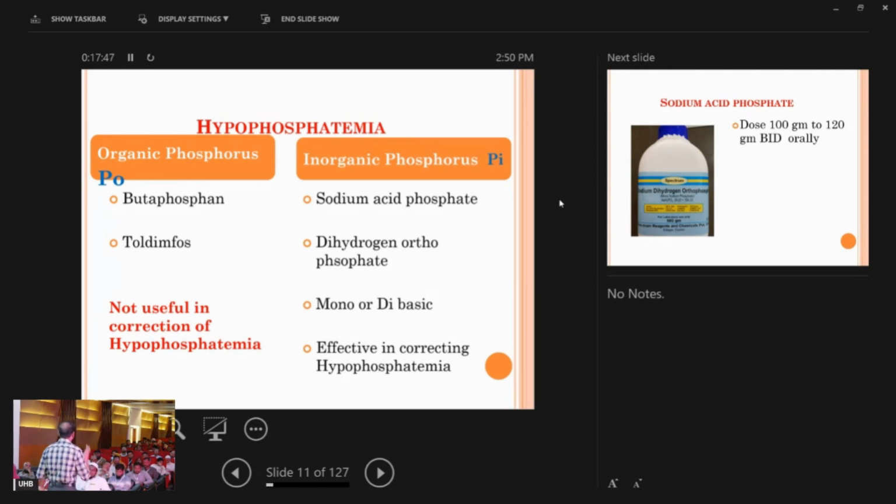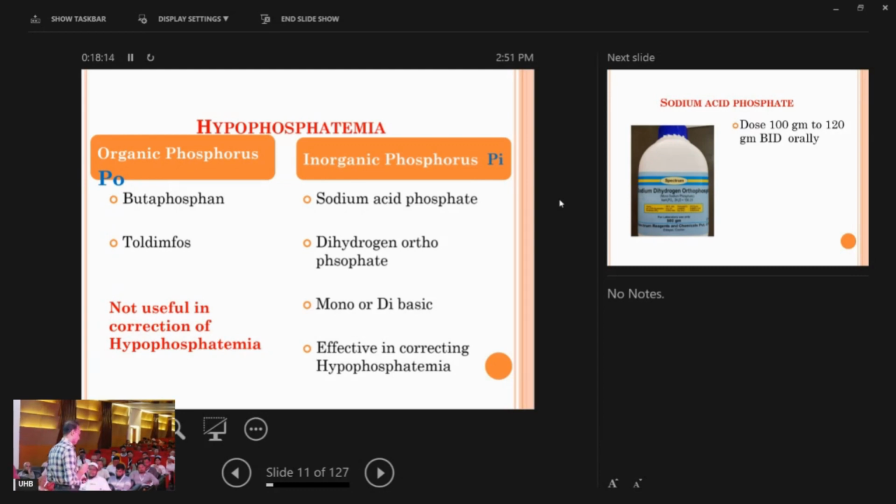For example, in ketosis, you are treating a case of ketosis, you are giving this as a metabolic activator, like in supportive therapy, B complex. The same thing you can use as organic phosphate. For ruminants, you need only inorganic phosphate, that is sodium acid phosphate, or sodium dihydrogen orthophosphate. It should be monobasic or dibasic. It is effective in correcting hypophosphatemia, and you can see excellent results.